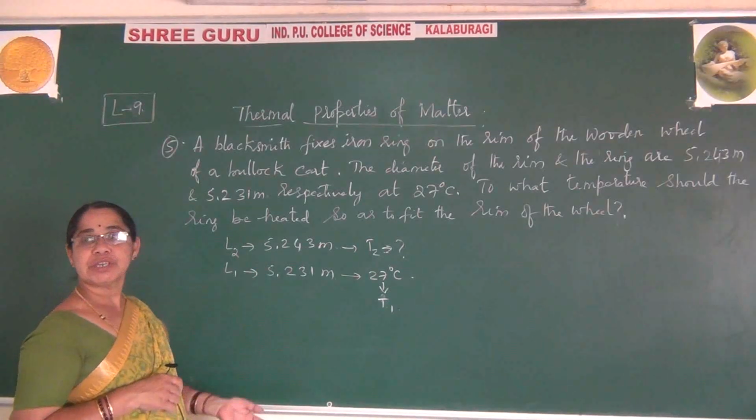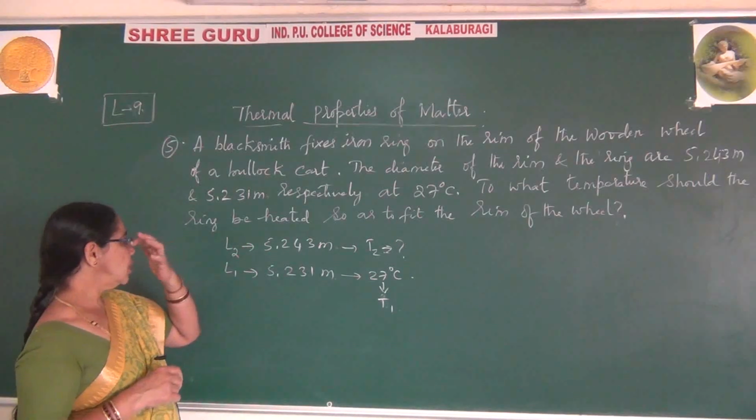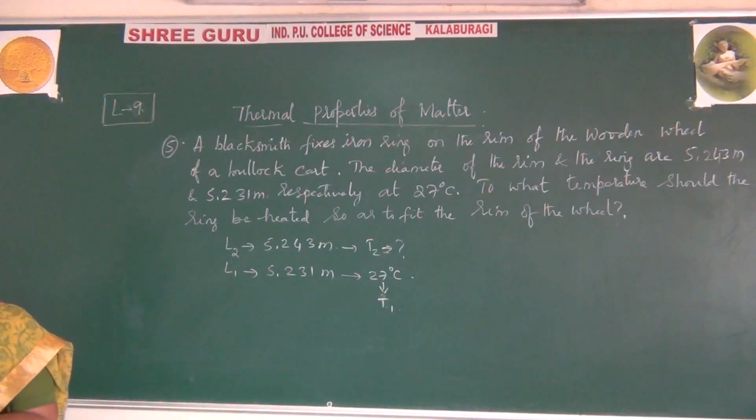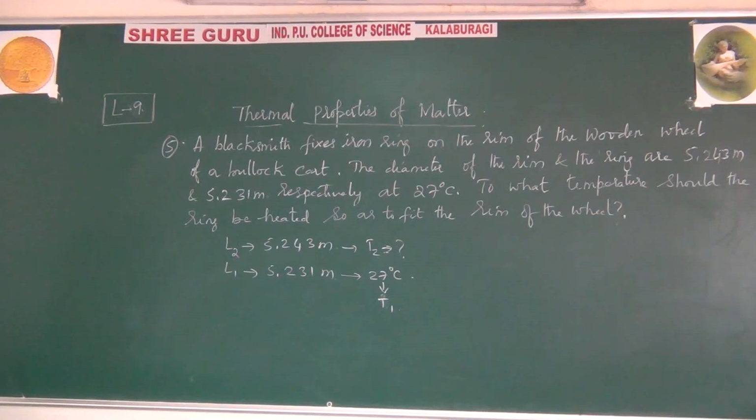After heating you get the new length, and that you have to now calculate. Okay. Now in this problem they did not give the coefficient of linear expansion, but for the ring, which type of ring it is, they have said it is an iron ring.